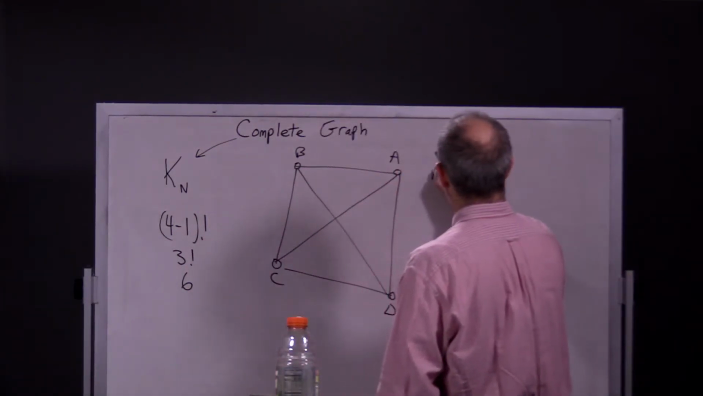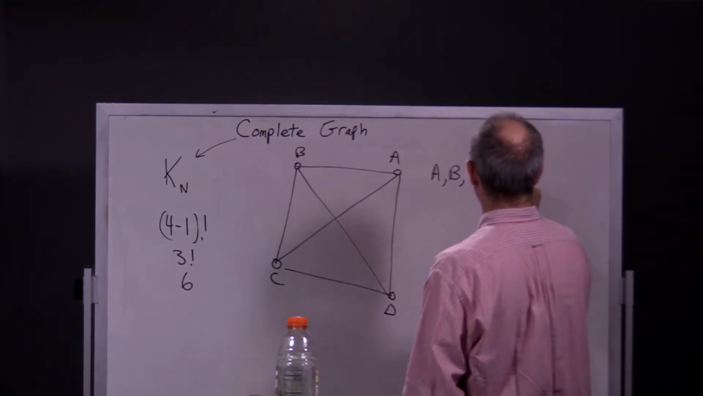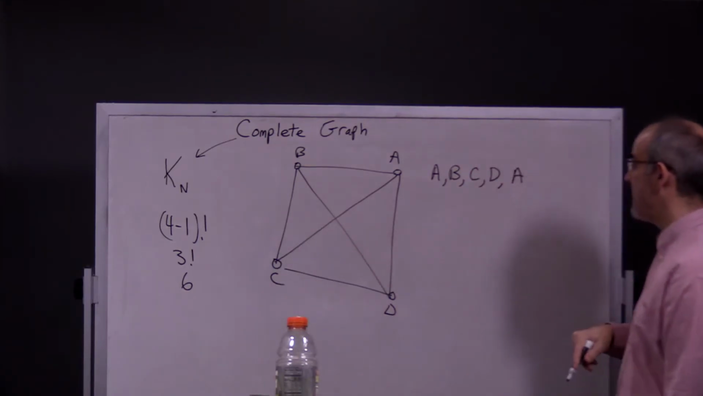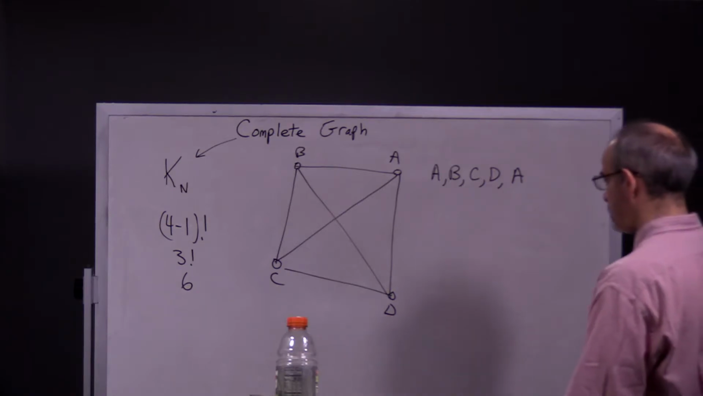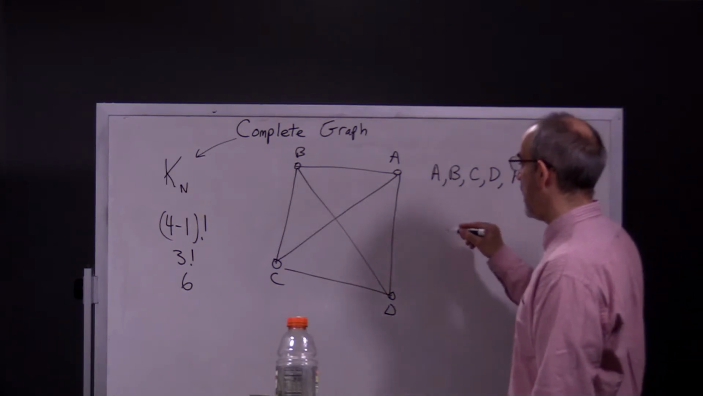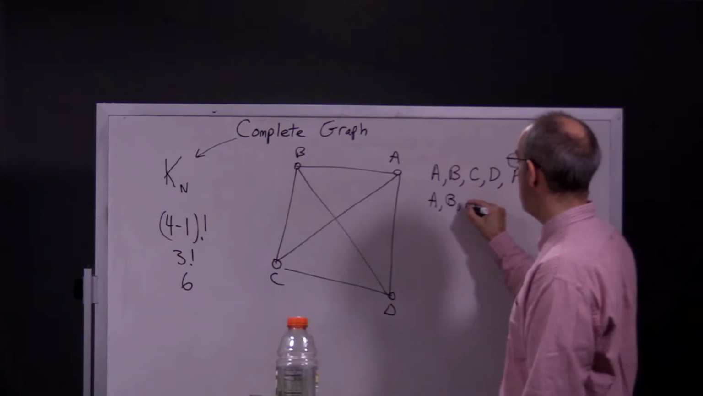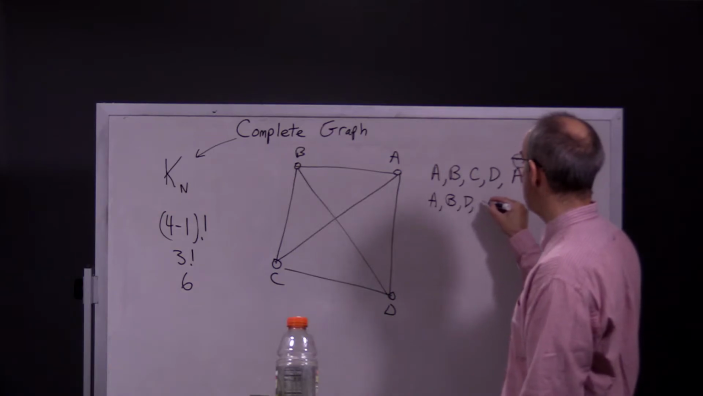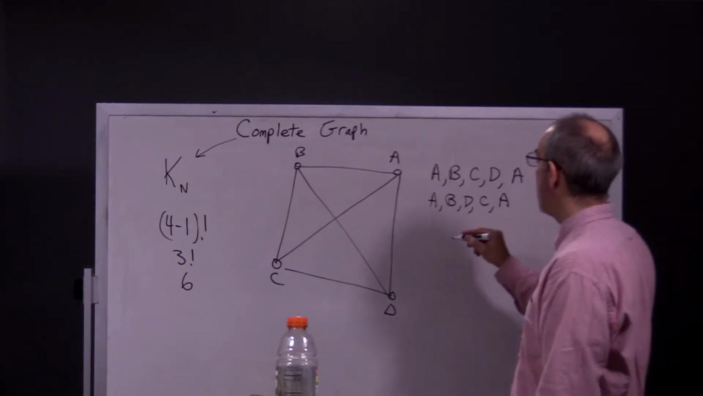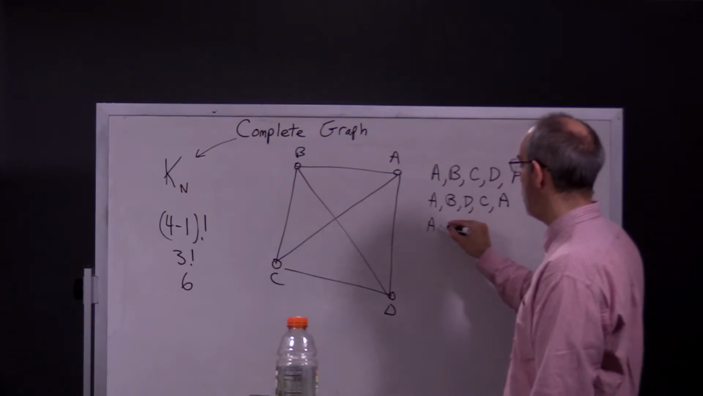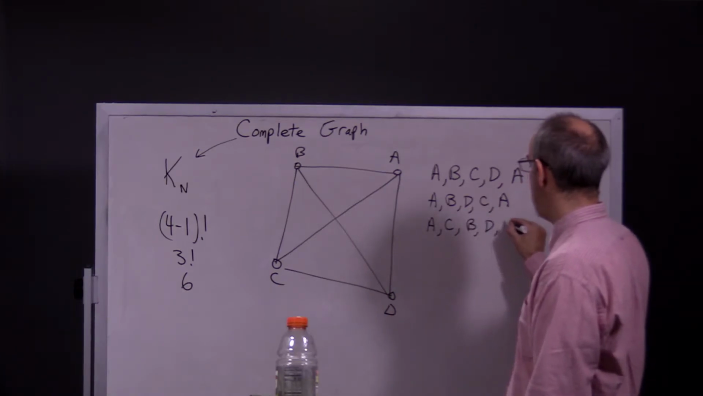So I could go from A to B to C to D and back to A. That's one Hamilton circuit. Okay. I could go from A to B, then B to D, then to C, then to A. Okay. Then I could go from A to C to B to D to A.